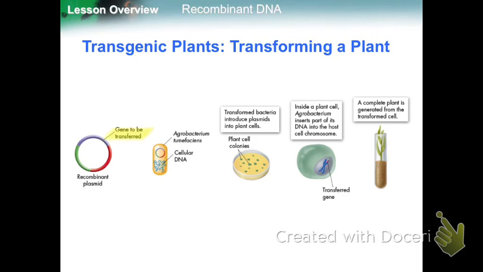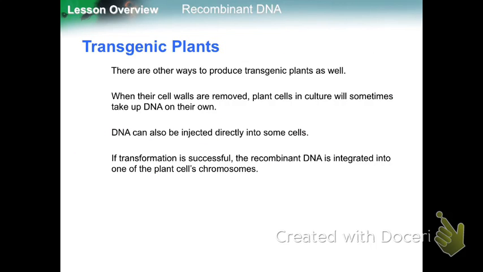So here we have the gene to be transferred. The transformed bacteria introduce plasmids into plant cells. Agrobacterium inserts part of its DNA into the host cell chromosome. A complete plant is generated from the transformed cell. So first we have transformation of the bacteria here, and then the agrobacterium, that bacterial cell, inserts part of its DNA into the host cell chromosome. And then a complete plant is generated from that transformed cell.